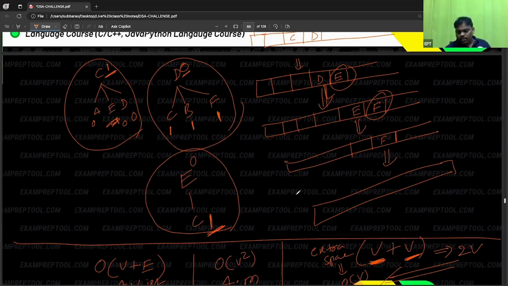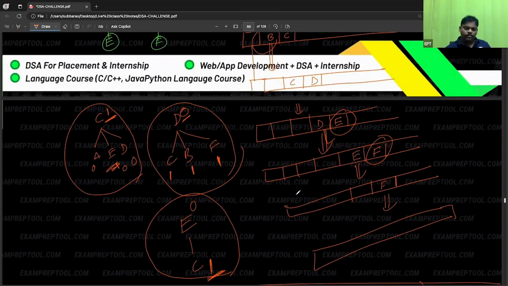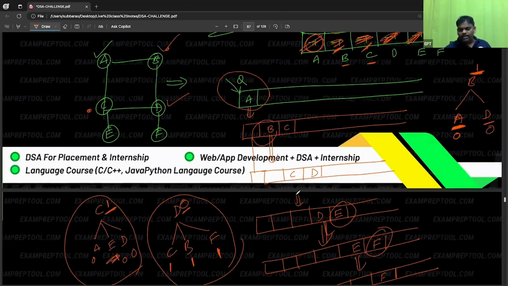The homework for you will be just to do DFT. Same story. We were using a queue here. In the DFT, you will use a stack. DFT uses the stack data structure. BFT uses the queue data structure.